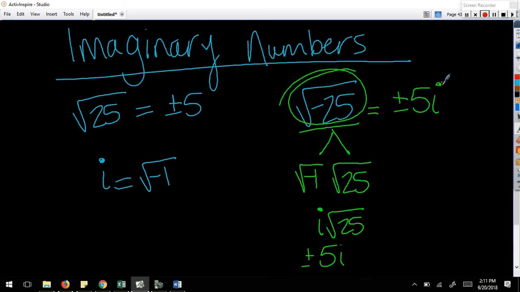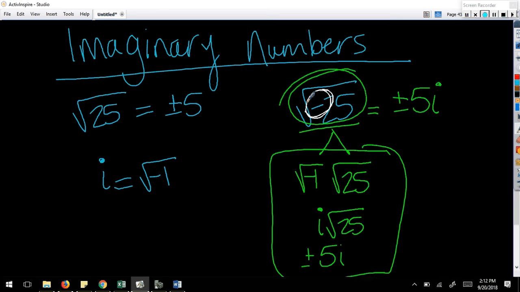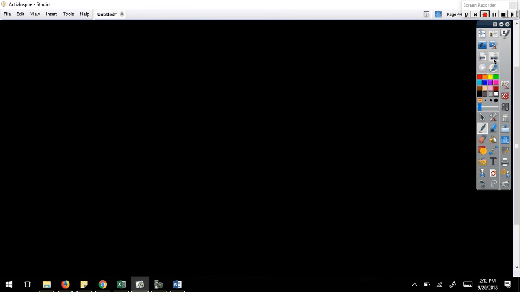Okay? Now, do you have to go through this every single time you have a negative under a square root? No. You can just recognize this drops and put an i instead. Okay? The negative goes away, and we put an i on the outside.